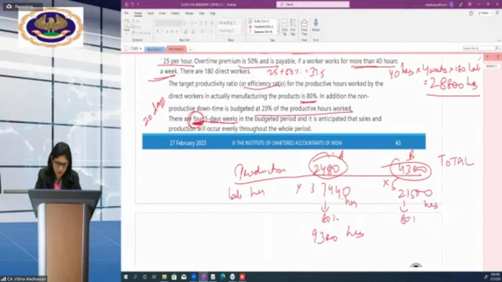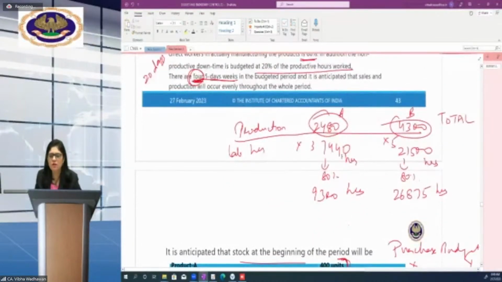21,500 into 100 divided by 80. They have taken 26,875 hours to produce 4,300 units. Hours that should be taken are 21,500, but laborers were not 100% efficient. They were only 80% efficient. That means they must have taken more time to complete the products. Is it clear to you? So the total time taken by the workers was 9,300 hours plus 26,875 hours.